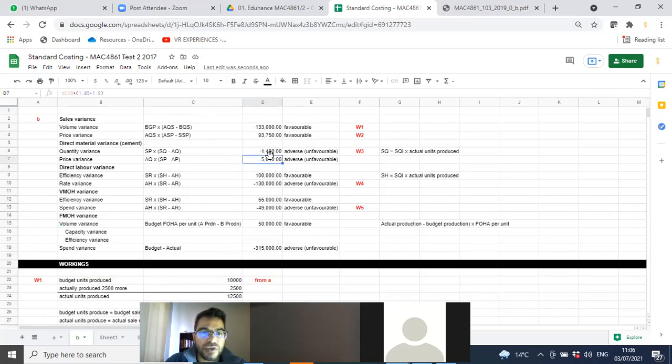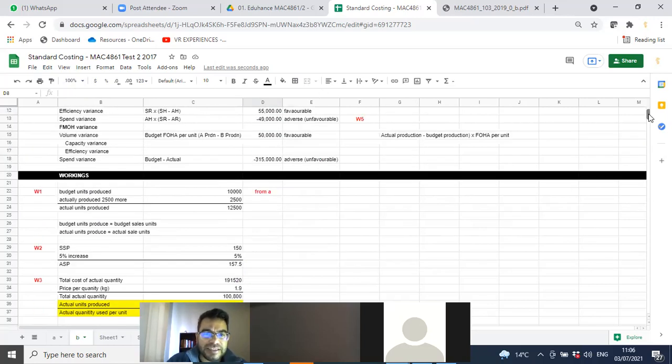Just take note, the quantity we use is not the units produced. When I was going through, I saw I plugged in units produced, but it's not units produced, because when we go to the store, we're not buying completed pots. We are buying cement in kilograms. So it is the kilograms. Just make sure you put in the right number. Okay, that's all I wanted to show you over there. The rest is fine.